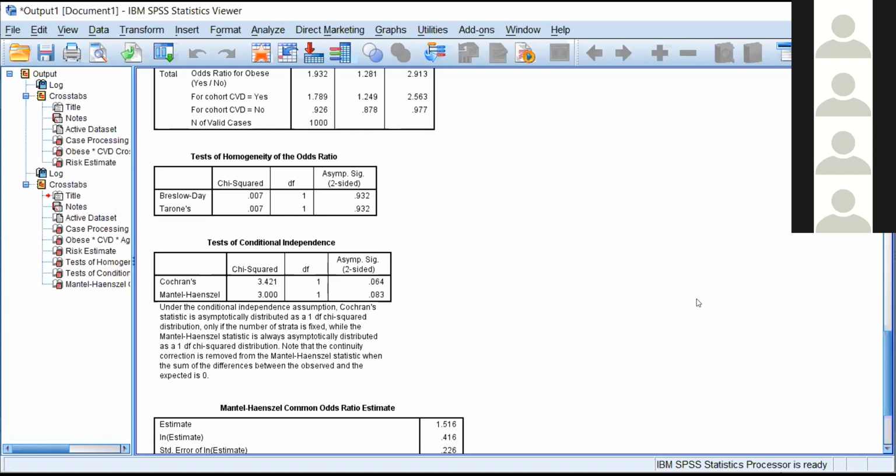This is a test for conditional independence, and it's not significant. Look at the test of conditional independence. Scroll up, sir. If you try to compare the crude and the Mantel-Haenszel, are they the same? Is there any difference between them? Where is the crude, sir? Okay, let's scroll down.